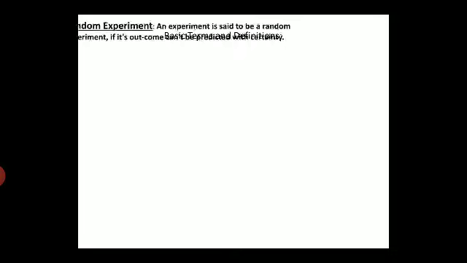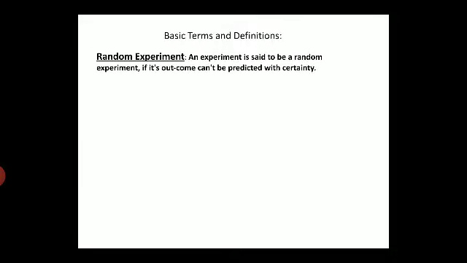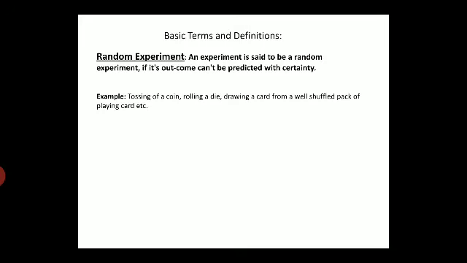First of all, random experiment. An experiment is said to be a random experiment if its outcome can't be predicted with certainty. As for example, tossing of a coin, rolling a die, drawing a card from a well shuffled pack of playing cards, etc.